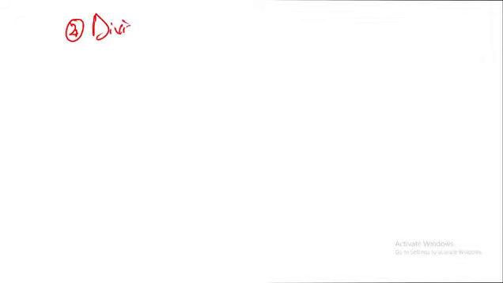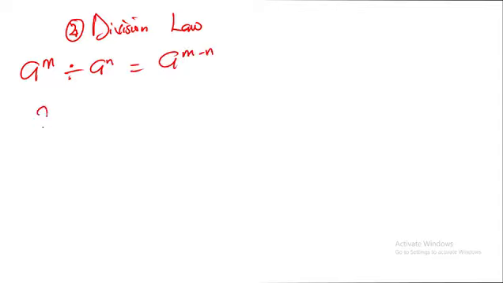The division law of indices. This is the opposite of the multiplication law. If we have a raised to power m divided by a raised to power n, this is simply equal to a raised to power m minus n. So if we have 2 raised to power 3 divided by 2 raised to power 2, it's the same thing as 2 raised to power 3 minus 2, which will give us 2 raised to power 1, or just 2.